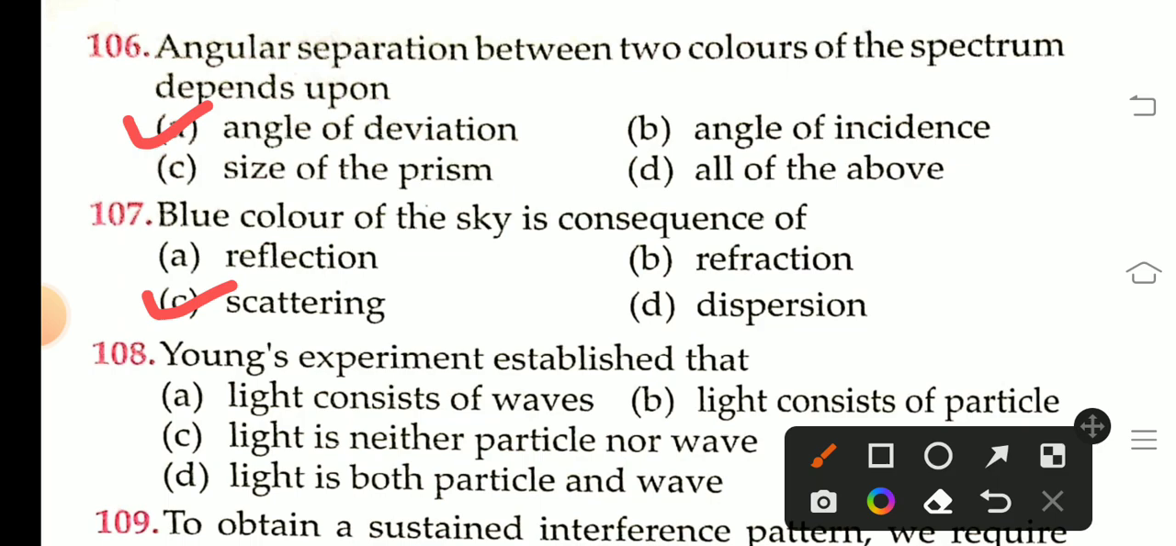Young's experiment established that. Right answer option A. Light consists of waves.